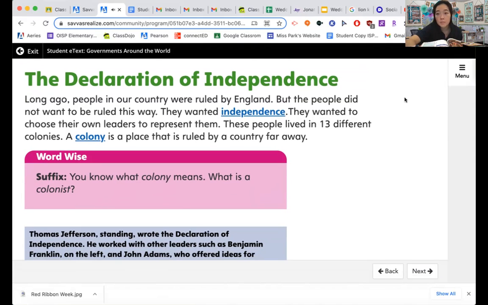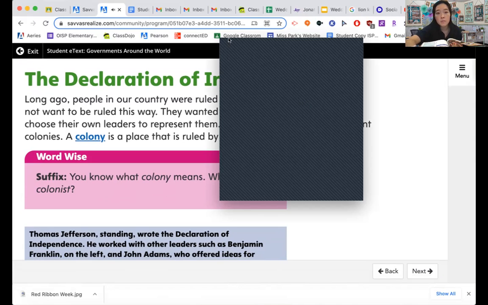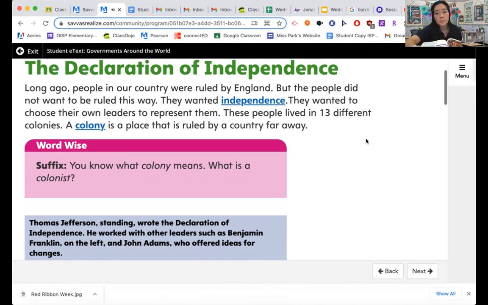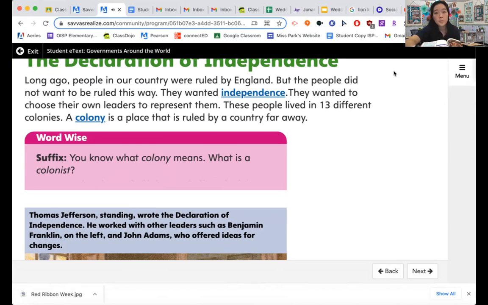The Declaration of Independence. Long ago, people in our country were ruled by England, but the people did not want to be ruled this way. They wanted independence. They wanted to choose their own leaders to represent them. These people lived in 13 different colonies. A colony is a place that is ruled by a country far away.